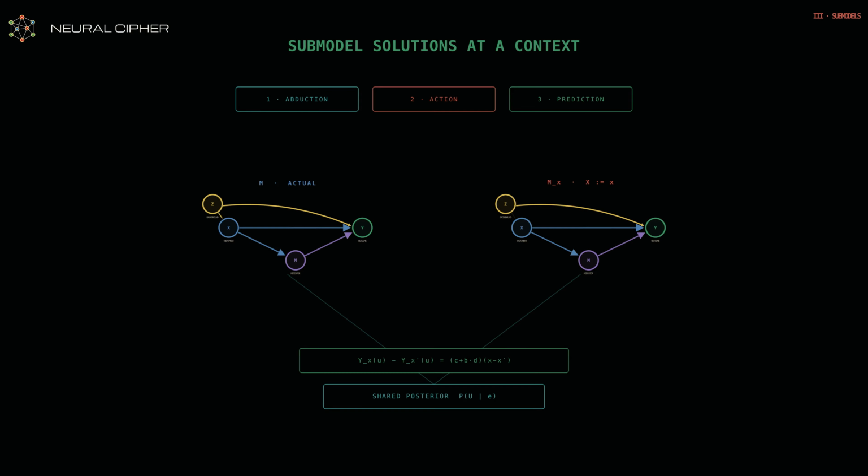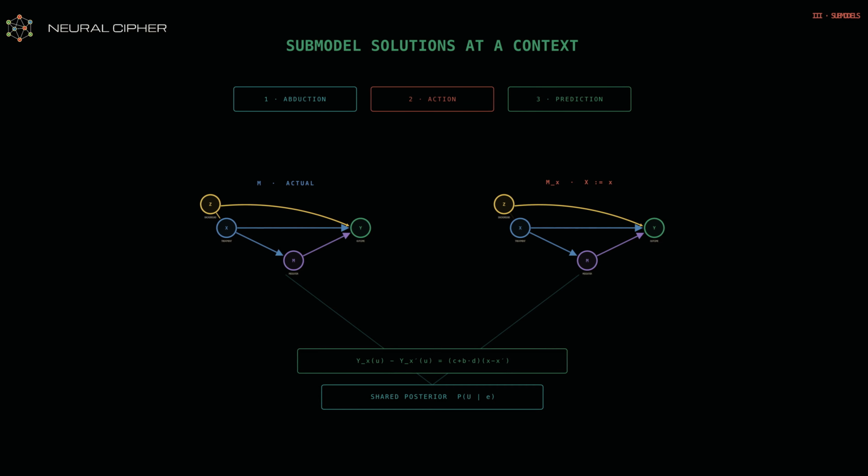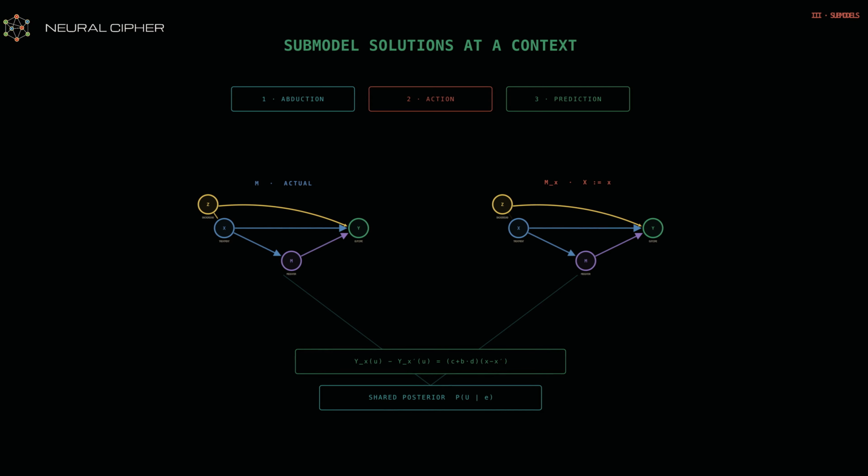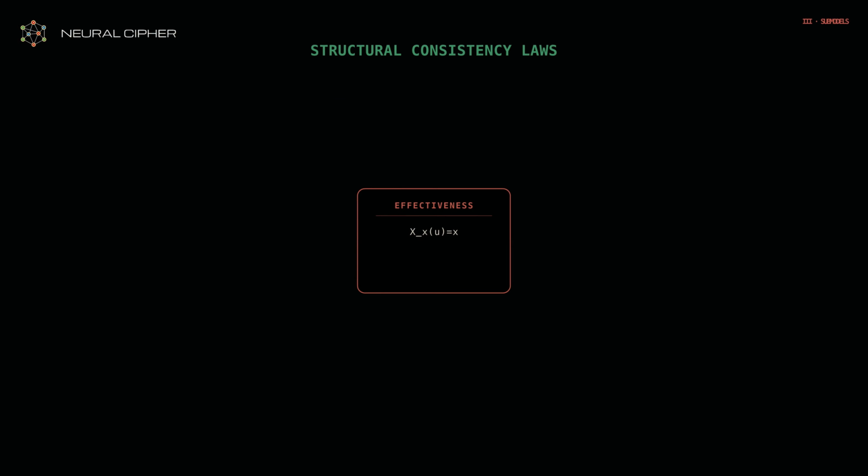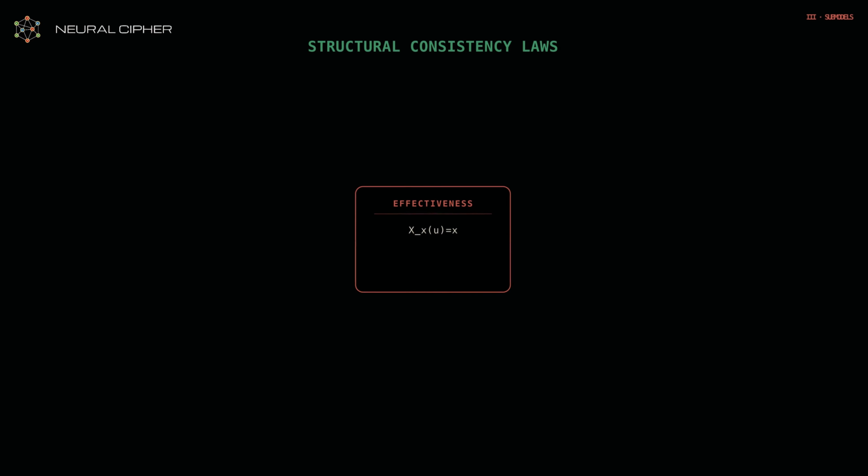In the linear specialization, holding U fixed preserves Z and all disturbance terms while X is replaced. The difference Y sub X of U minus Y sub X prime of U equals the total structural coefficient times X minus X prime. Recursive SCM counterfactuals satisfy structural consistency laws.